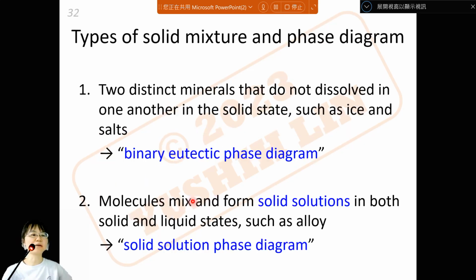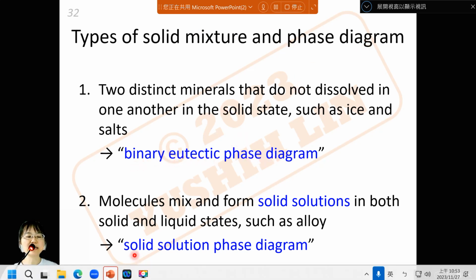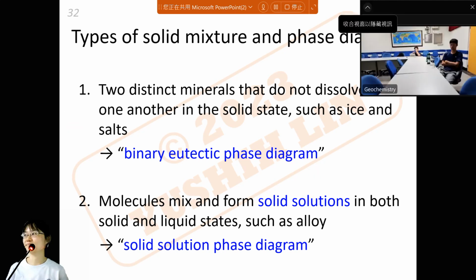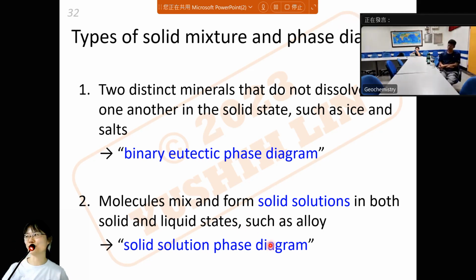From your assignment, you know there are two kinds of melting behavior. One is the binary eutectic phase diagram. The other is the solid solution phase diagram. So what's the difference? If now I have a piece of granite, I heat it up. Which one would it go? Solid solution. Oh, that means you have not really understood the difference between the two. The answer is binary eutectic phase diagram.